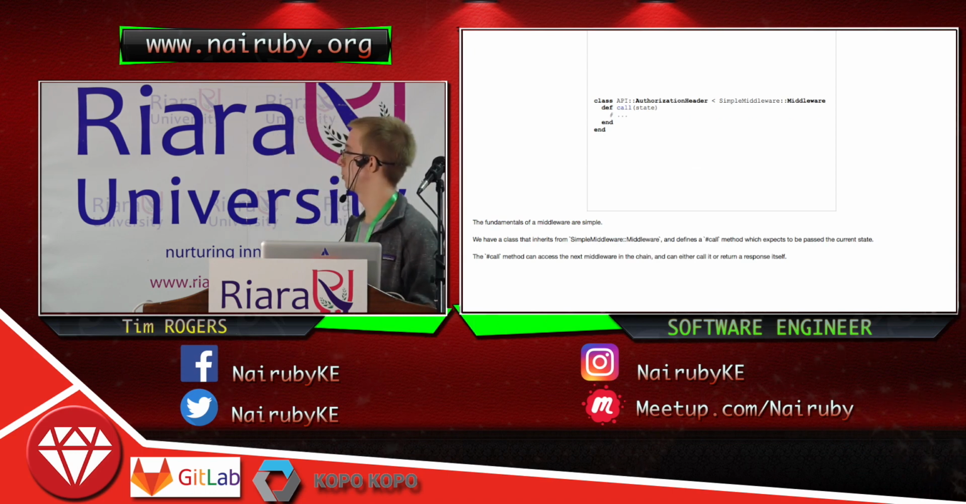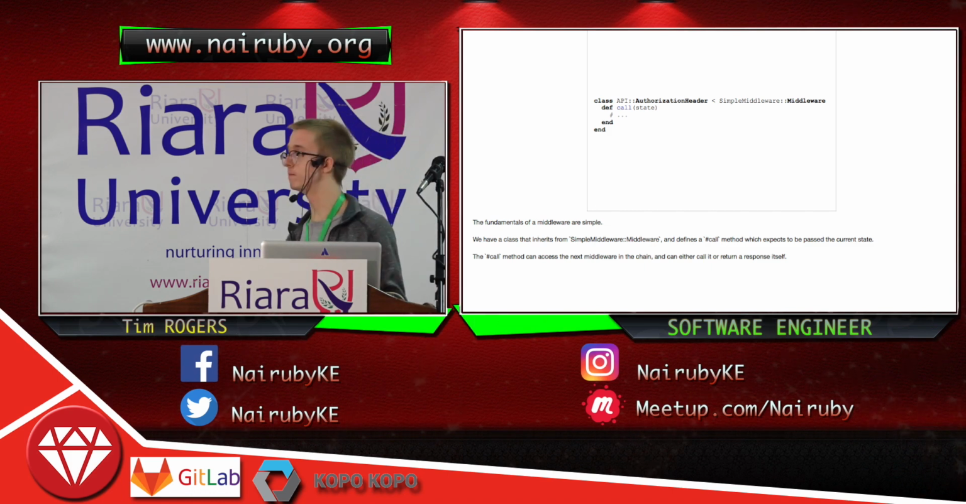The fundamentals of a middleware are simple. We have a class. Here we call it API Authorization Header, which we say inherits from simple middleware. It defines a call method, which expects to be passed the current state. The call method can then access the next middleware in the chain and call it, or it can return a response itself.